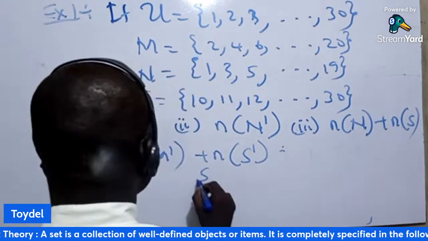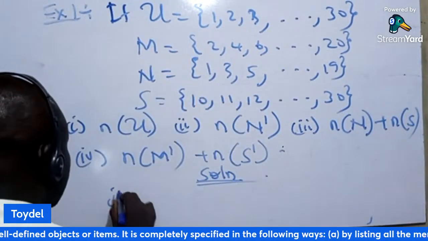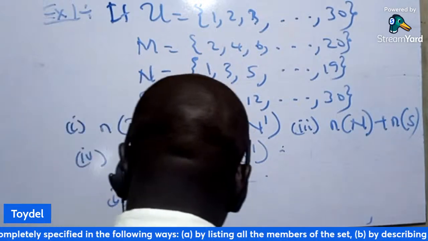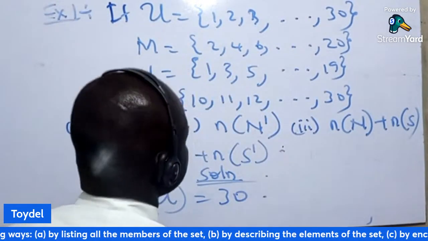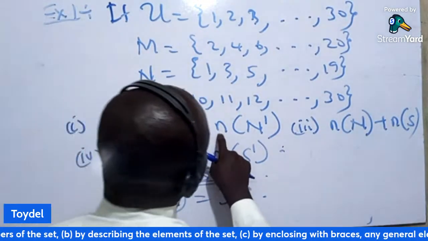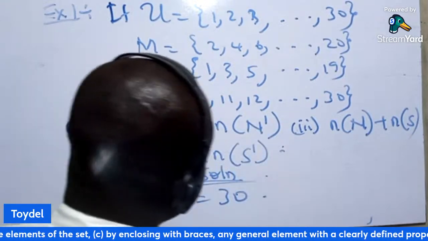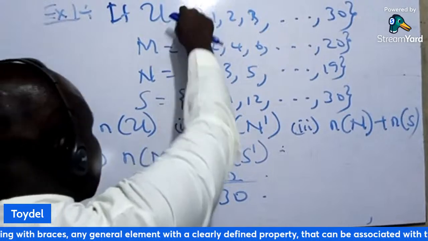So what do we do here? The first question: what is the cardinality of the universal? That is, how many elements do we have in the universal from 1 to 30? That will be 30 elements. That's just the first one. Then, what is the cardinality of N prime? N prime is just the elements that you have in the universal that are not in N.